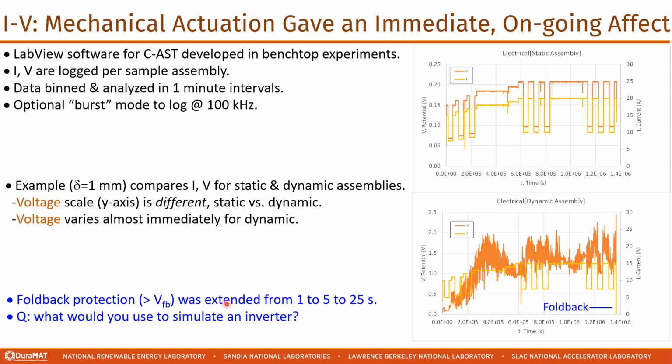So the experiments here run up to when there's a foldback event, when the voltage rises to a certain limit during current control. We turned that up from 1 second to 25 seconds. A question here is, in the audience, what sort of setting might you use to simulate the inverter operation in your system? Is it fast or slow? We'd like to get some feedback there.